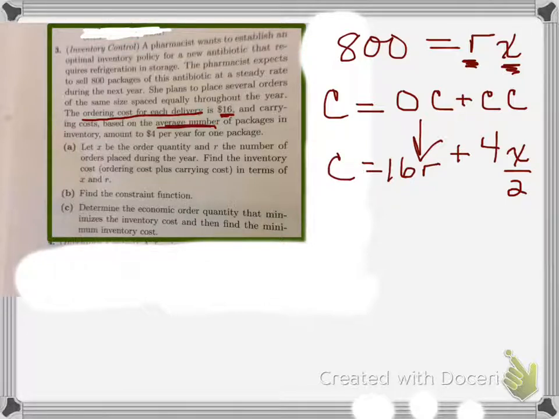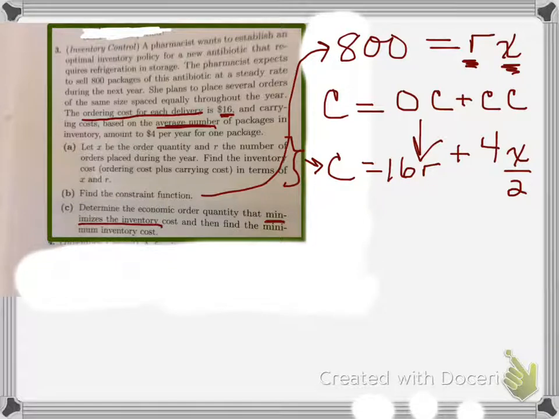Okay, A, let X be the order quantity and R the number of orders placed during the year, and we have done that. Find the inventory cost, ordering costs plus carrying cost in terms of X and R. So this inventory cost is right here. Find the constraint function. Okay, the constraint function is right here: 800 equals R times X, because they're going to sell 800 packages of this antibiotic per year. Determine the economic order quantity that minimizes the inventory costs. Okay, so we want to minimize inventory costs.